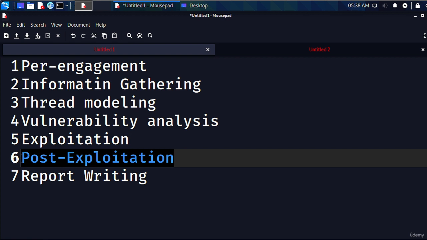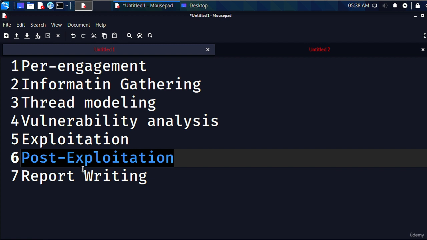Post-exploitation. Post-exploitation is the process of gaining access to systems that may contain sensitive information. In post-exploitation, the primary goal is typically to demonstrate the impact that the vulnerability and access gained can pose to the organization.